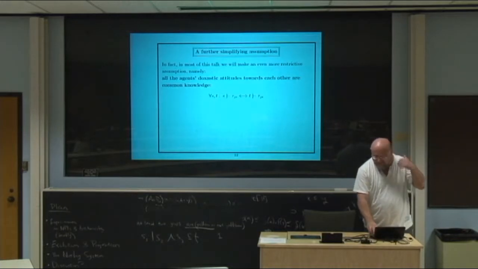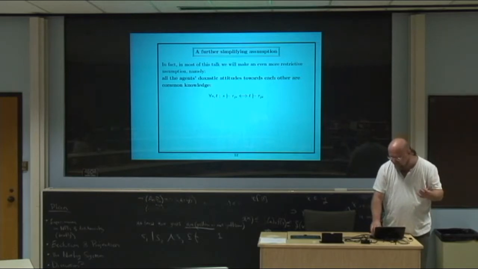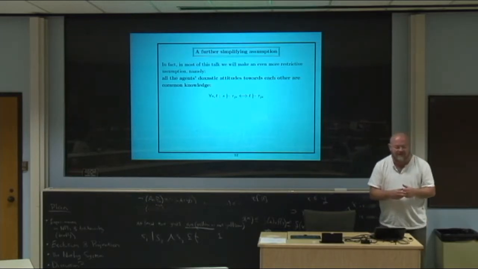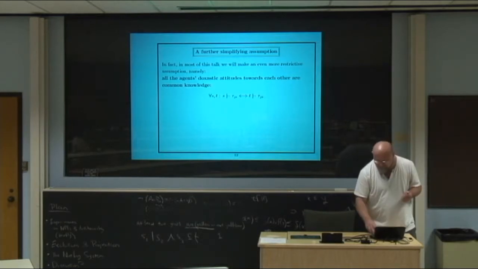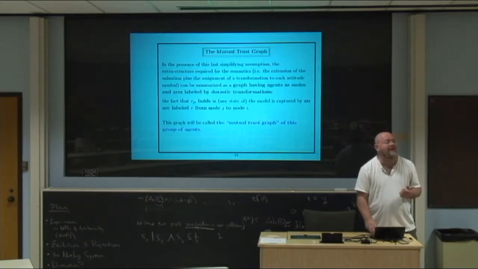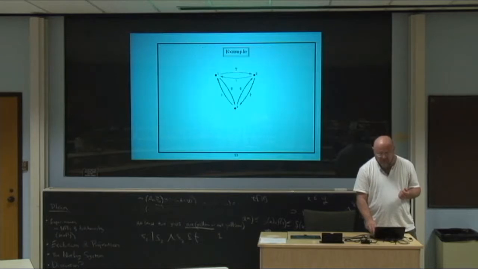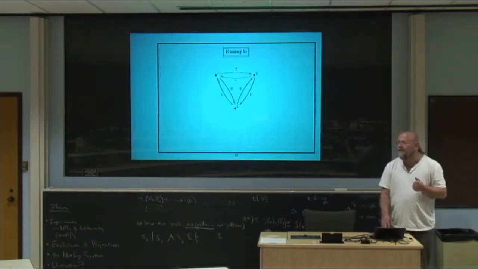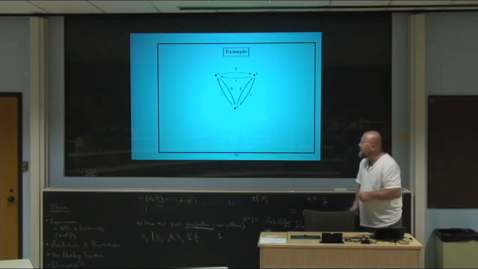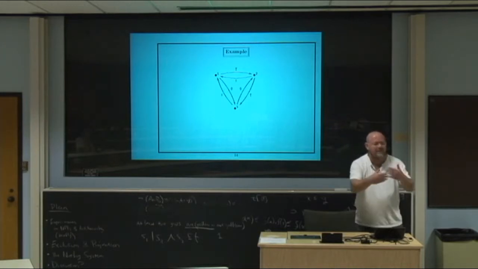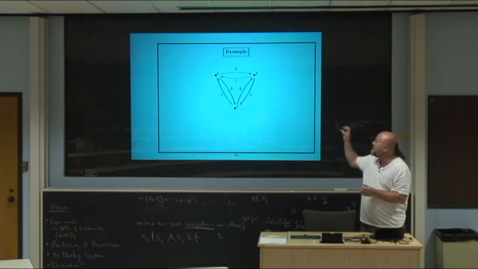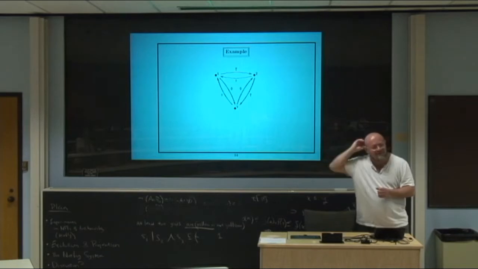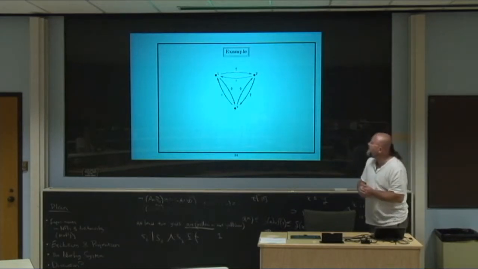Another simplifying assumption that we will use only in this talk, you don't want to make it in general, is that the doxastic attitudes towards each other are common knowledge. That allows you to draw the things nicely. So you will have a mutual trust graph, one for the whole model. If you drop the common knowledge assumption of each other's attitude, then you'll have a mutual trust graph at each world, a different graph. So an example of such graph is this one.